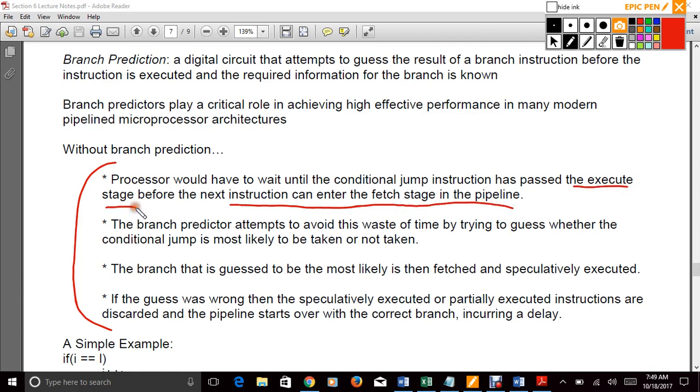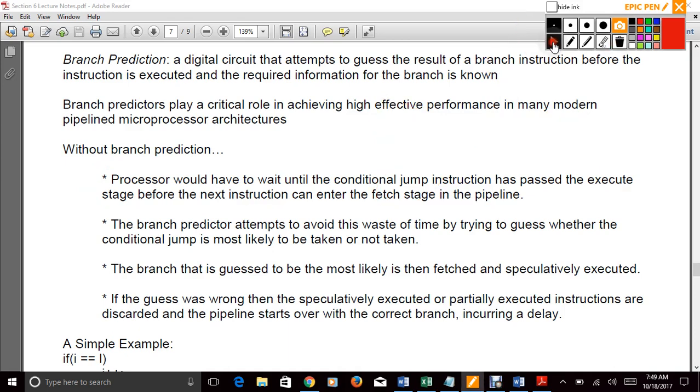Now recall in the data path that once you do the execution stage in the arithmetic logic unit, that's what's going to give the 0 bit, it's going to be ANDed with the branch control signal. You'd have to wait until that.